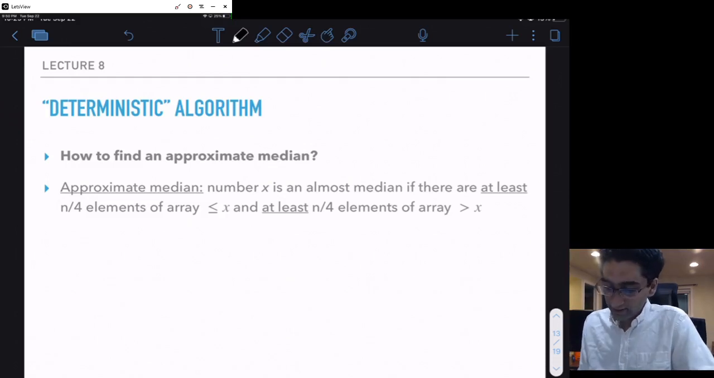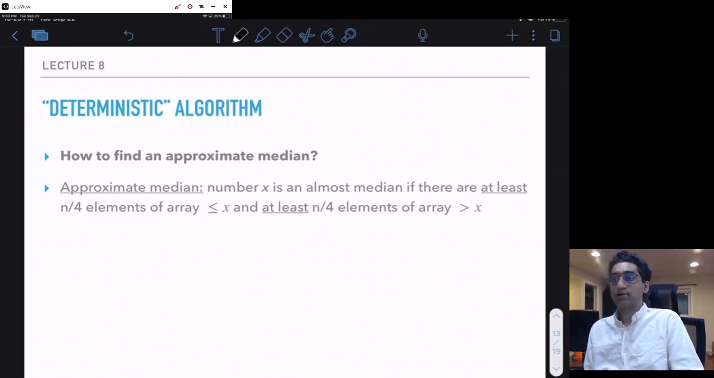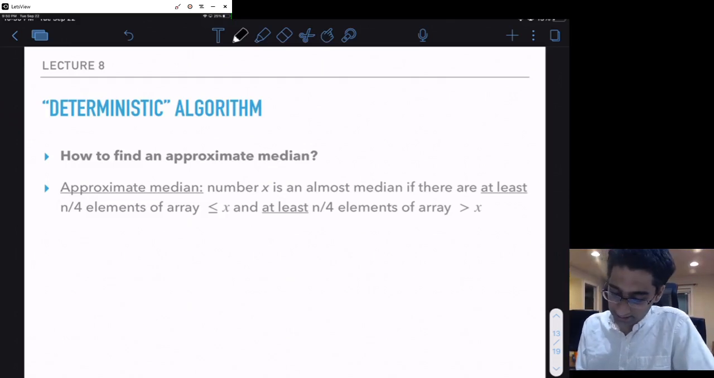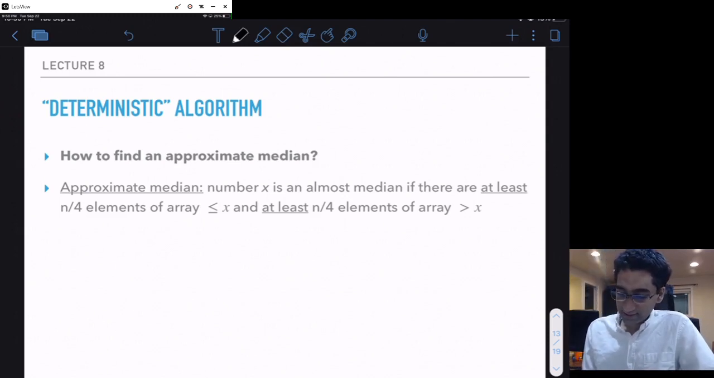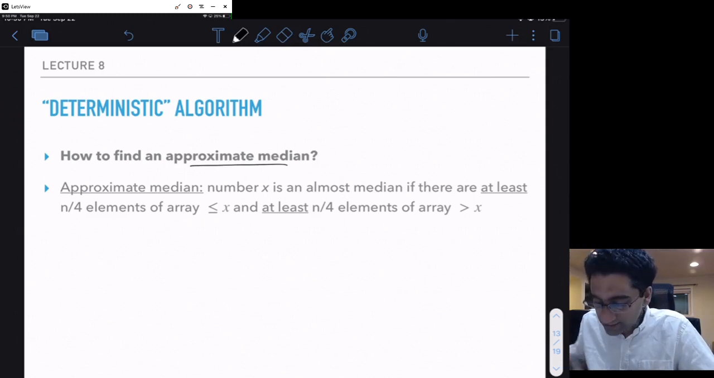Okay, so finally, I want to show you a deterministic algorithm. This is an algorithm which does not work by tossing coins, and it has no randomization in it. It turns out to be a bit trickier, and the goal is to find an approximate median. Okay? So let's see how this works.